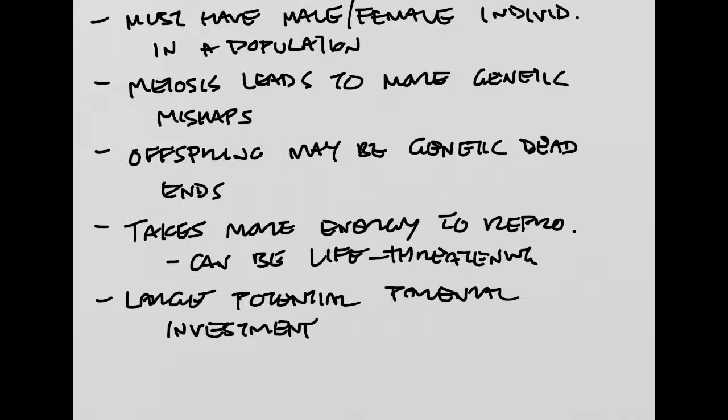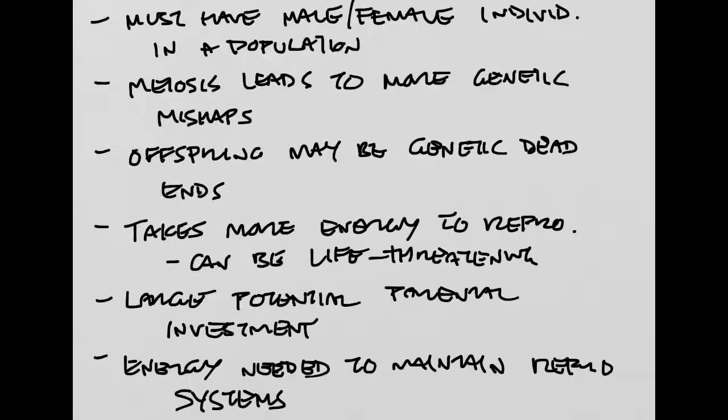Okay, there are two more. The next one is that there is a huge input or need for energy to be put towards expensive reproductive systems. And then finally, the biggest loss of them all is that only 50% of the individual's genes are passed on to the next generation.